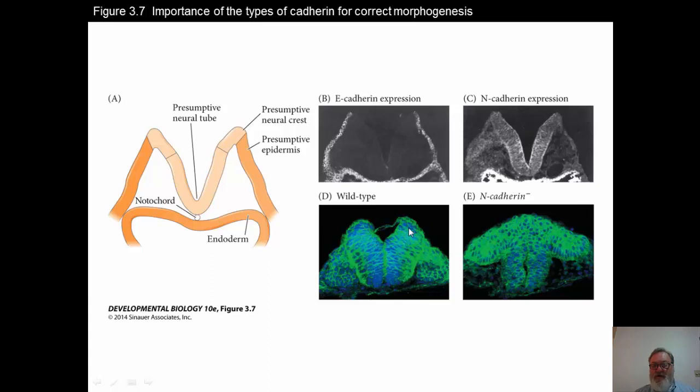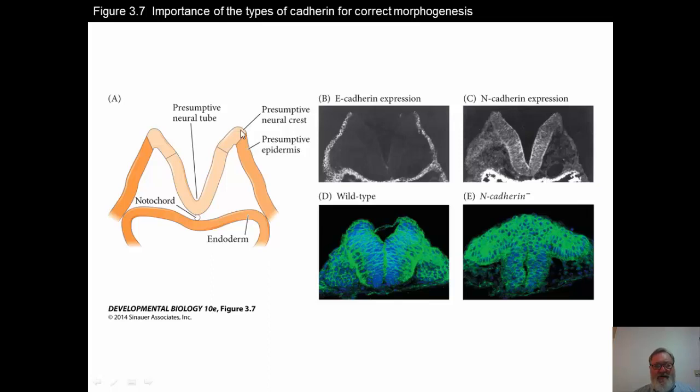Here's the neural tube forming, neural trough and neural tube, and you can see that the E-cadherin is very prominently stained. And in this case, though, this is a mutation in which E-cadherin is not present, and you see that there's an abnormal structure in this neural tube, and it's not really forming correctly.